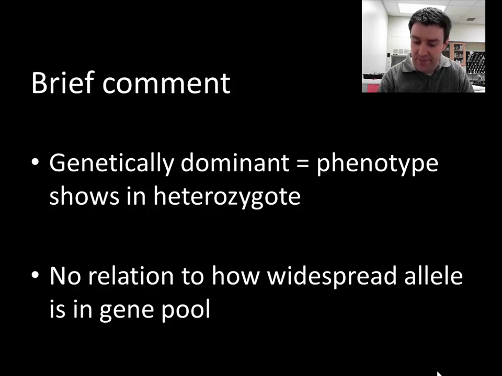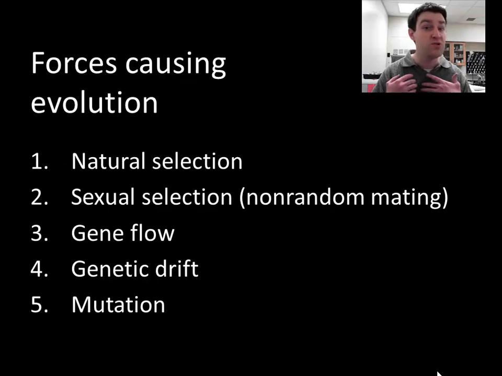Just as a quick example, in humans, polydactyly is actually genetically dominant. Having more than 5 fingers is genetically dominant. Having 5 fingers is genetically recessive. And yet 99% of us are homozygous recessive for that particular gene. So just because something's dominant or recessive doesn't mean it's widespread. The evolutionary forces will control how widespread something is.